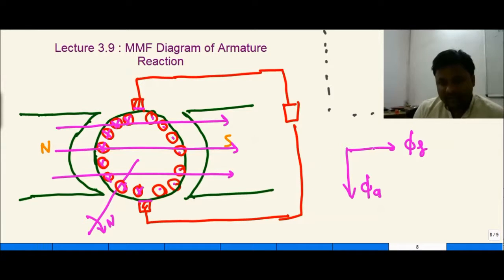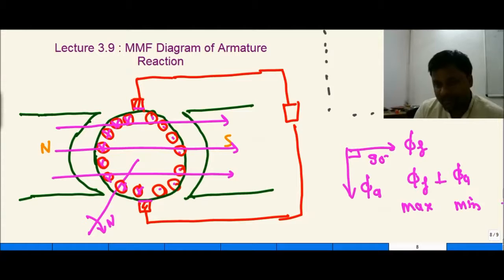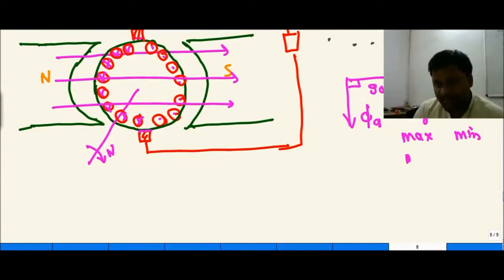We have seen that there is an angle of 90 degrees between phi F and phi A, which is perpendicular. So there will always be an angle of 90 degrees for phi A and phi F. That means if the field flux is maximum, then the armature flux should be minimum, and if it is minimum, then it should be maximum. That we have to understand.